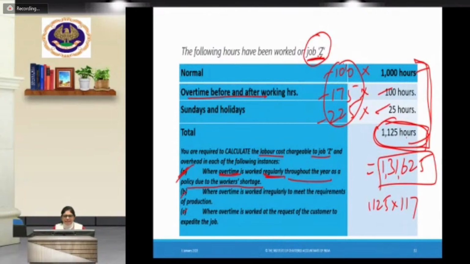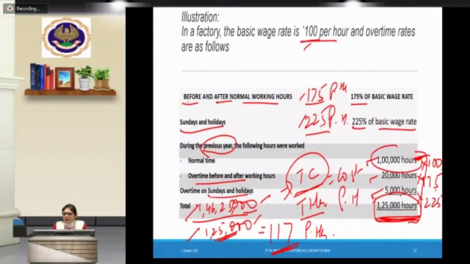Now let's see the second case, where overtime is worked irregularly to meet the requirements of production. When overtime is worked irregularly, it will not be charged to the production cost, but will be charged to the indirect cost of that department. Clear? We know which department the overtime is being incurred in. So in the second case, only 1 lakh hours will go to the production and the rest of the overtime will go to the indirect cost of that department.